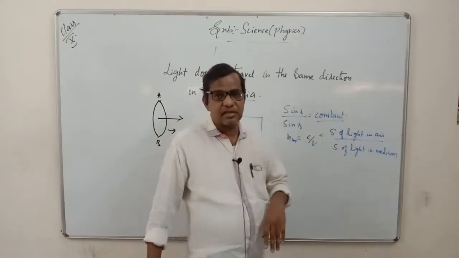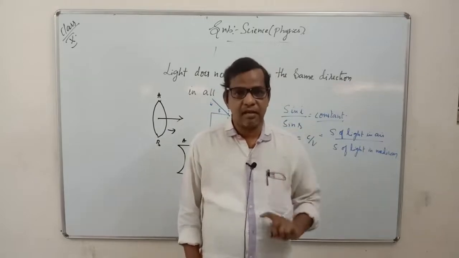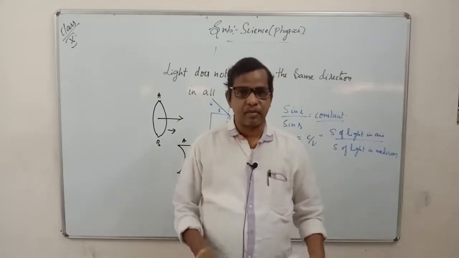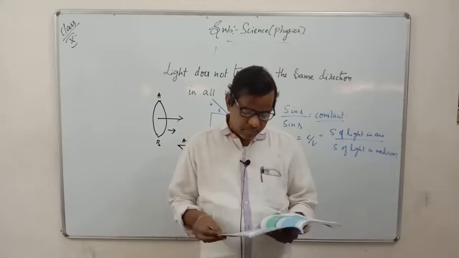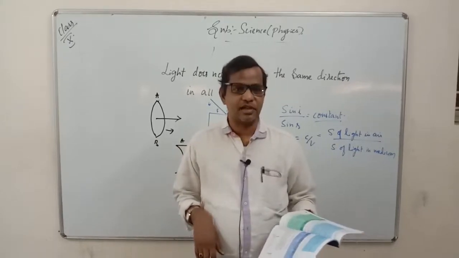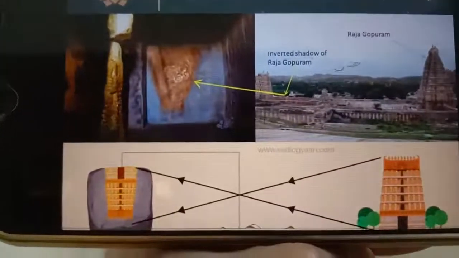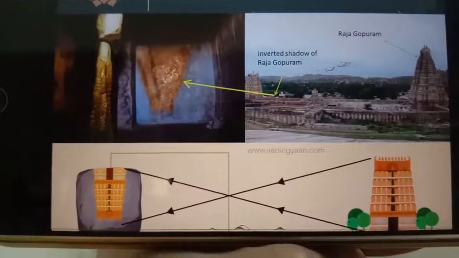So this is the best example you can give for the formation of these types of images in convex lenses. Okay. Now, image formation in lenses using. Okay, children, you can see the picture also. There we have the picture, the Hampi picture, where you can see clearly the main tower of the Virupaksha temple.